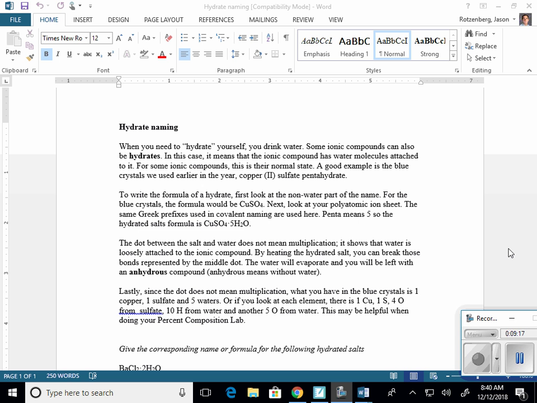The text on the top, I have a bold word in the first paragraph. That's what a hydrated compound is. At the end of the first paragraph, I give you an example of a hydrated compound. It's those blue crystals that we worked with early in the year. Right here are those blue crystals.